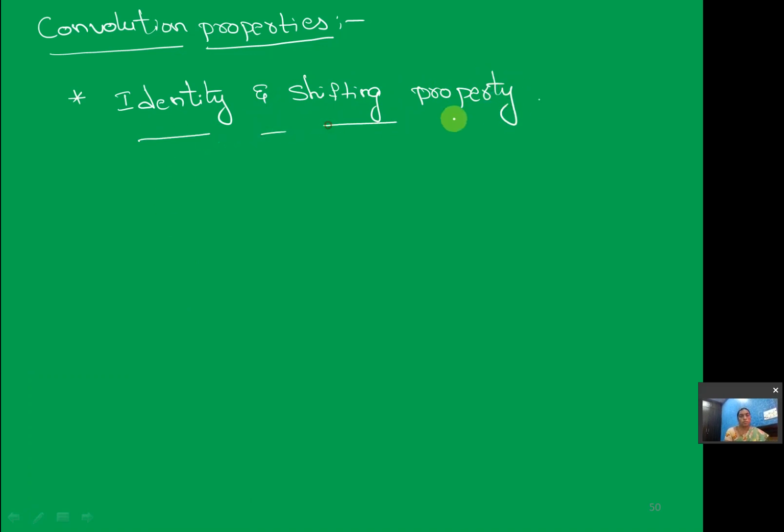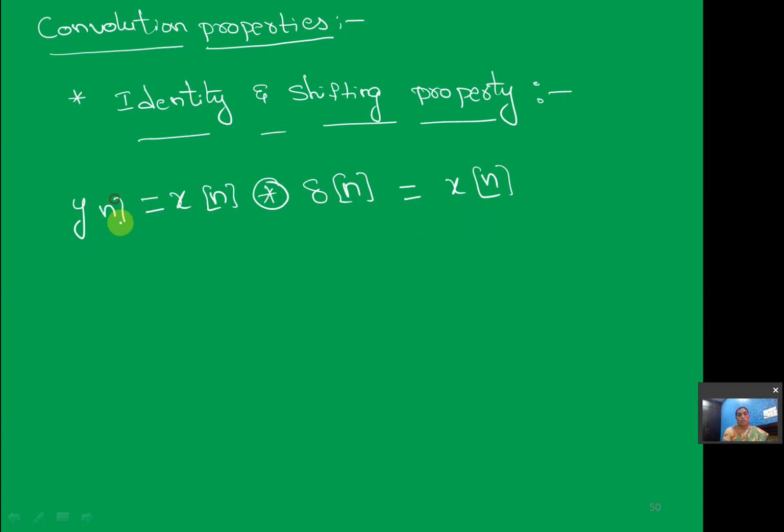So what is this? We will see. The identity and shifting property means if you take x of n and convolve it with the impulse signal del of n, that gives the sequence x of n. If it gives the output value y of n, then y of n should be equal to x of n.